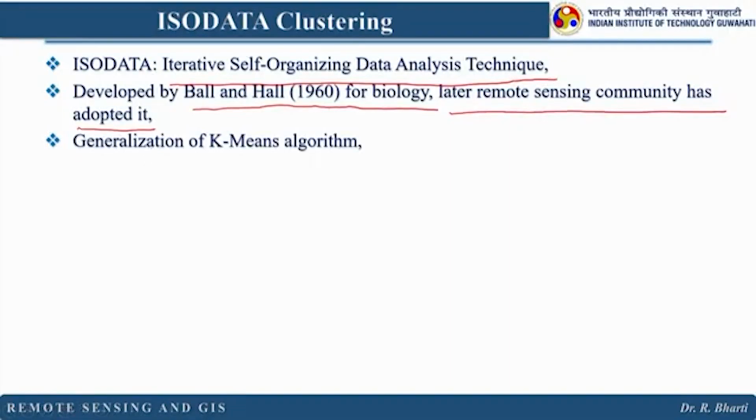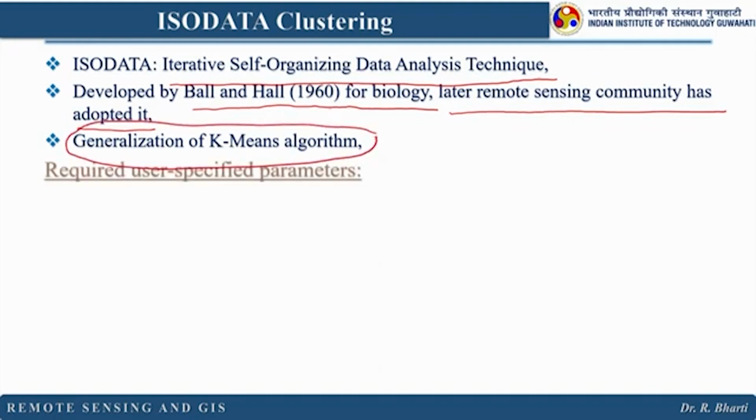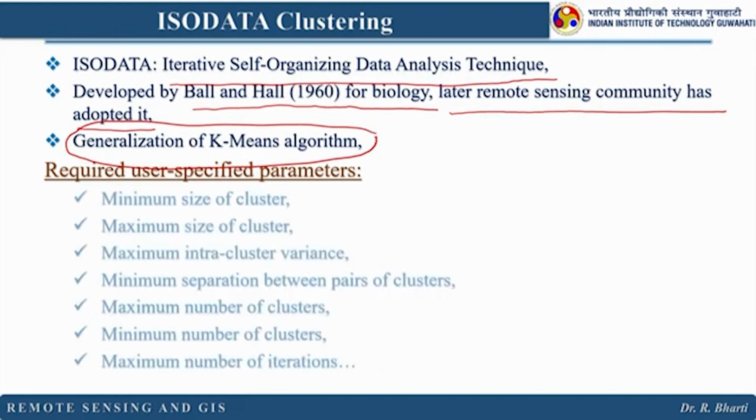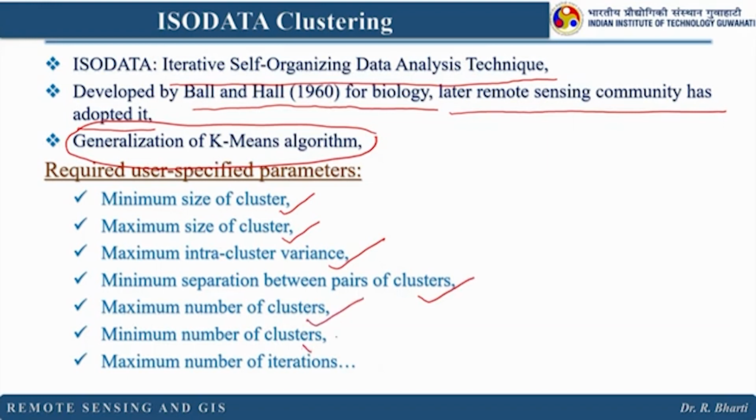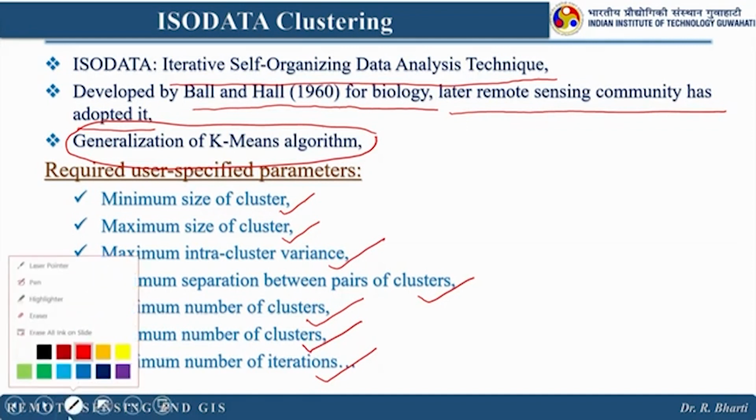So basically this is the generalization of the k-means algorithm, right, and it requires user-specified parameters like minimum size of the cluster, maximum size of the cluster, maximum intra-cluster variance, minimum separation between pairs of clusters, maximum number of clusters, minimum number of clusters, and maximum number of iterations. So let us understand all of them separately.